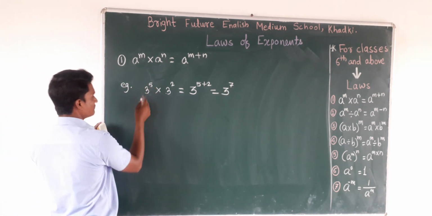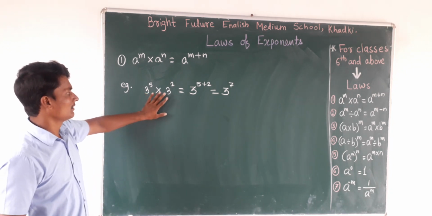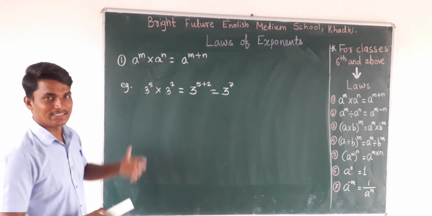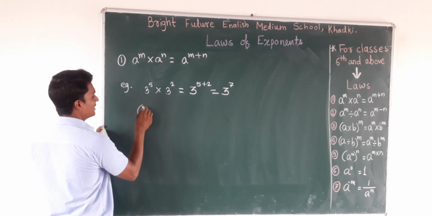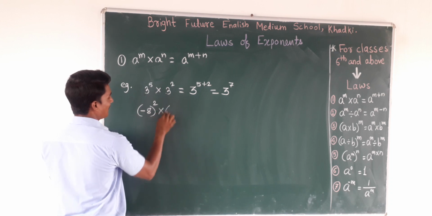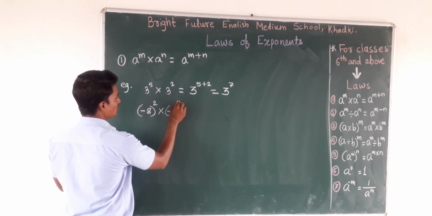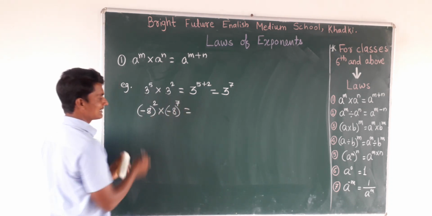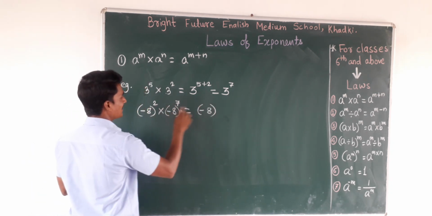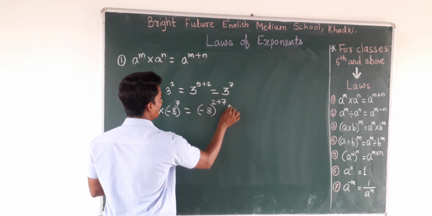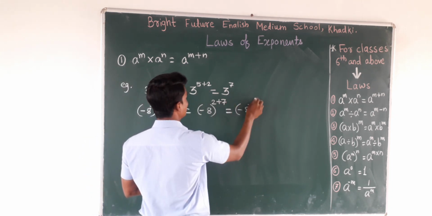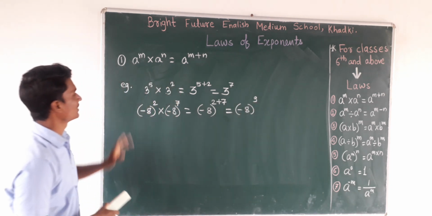Another example. Now the base can be any number. For example, a negative number: minus 8 raised to 2 multiplied by minus 8 raised to 7. Again the same thing, we write the base one time, minus 8, and add the powers 2 plus 7. So the answer is minus 8 raised to 2 plus 7, 9. So this is the first law.